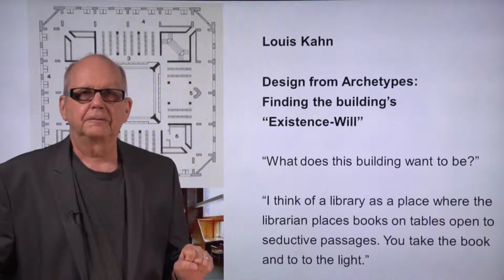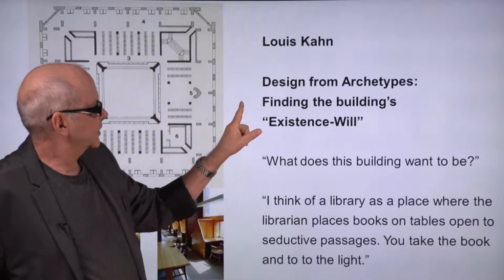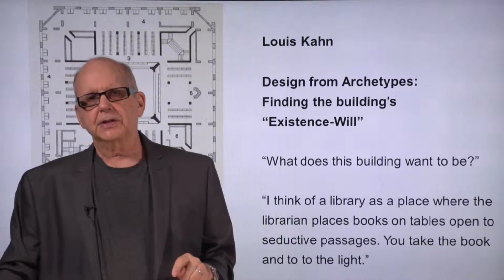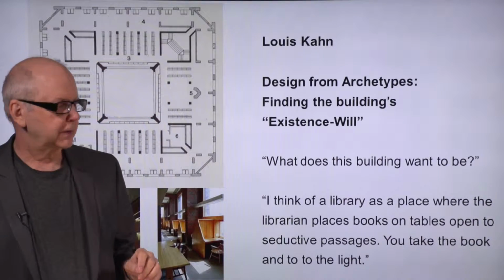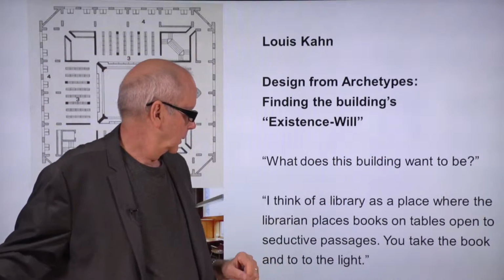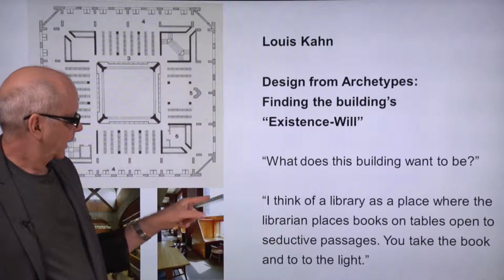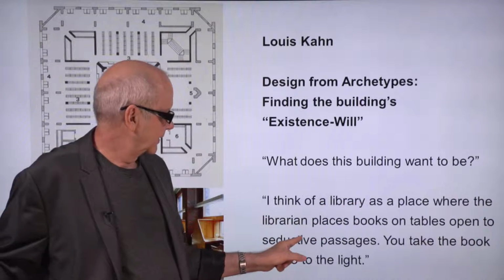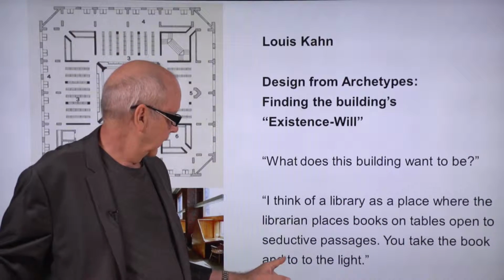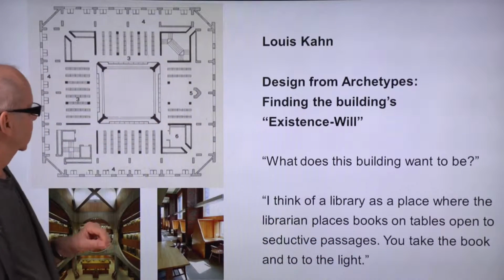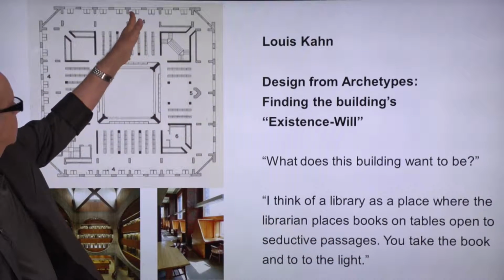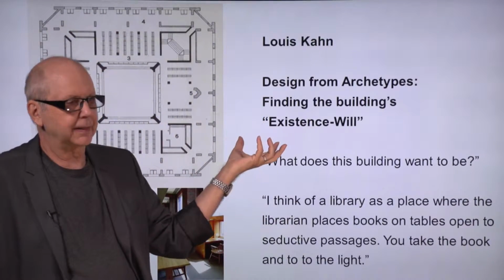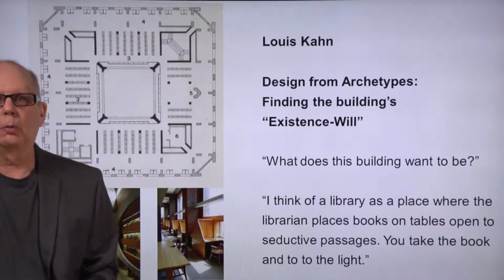Kahn designs from archetypes. He seeks to find the building's existence will. Recall that Kahn begins every project with the question, what does this building want to be? He says, I think of a library as a place where the librarian places books on tables open to seductive passages. You take the book and you go to the light. So from here you then go to your little study carrel. So the form of this building comes from his understanding of a library. What does a library want to be?